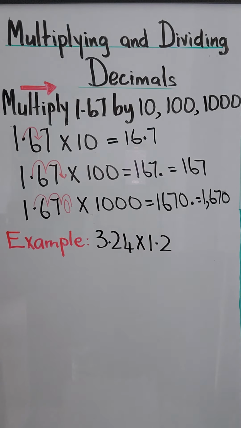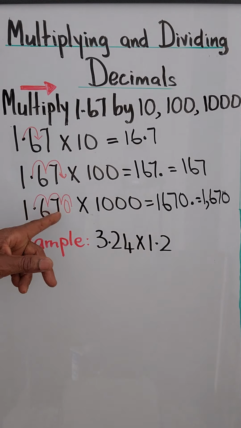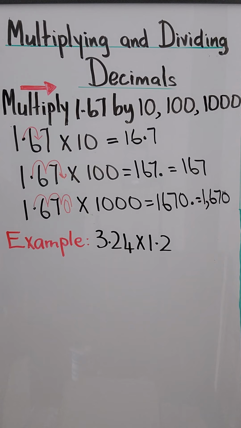Okay, so quick method. When multiplying a decimal by 10 or power of 10, we move the decimal point to the right. 10, one place to the right. 100, two places to the right. And 1000, three places to the right. Now let's look at our example.